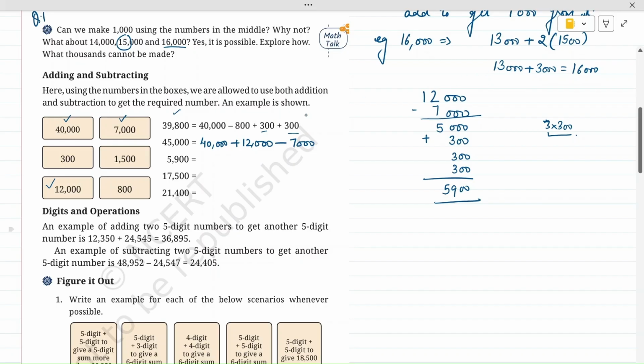So I hope this is clear. What we have used is 12,000. From this 12,000, we are subtracting 7,000 to get 5,000 first. And now we need 900, which we are using from this 300. So we are adding this 3 times and we are getting the number. So I'm writing it here, kids. This is 5,000.